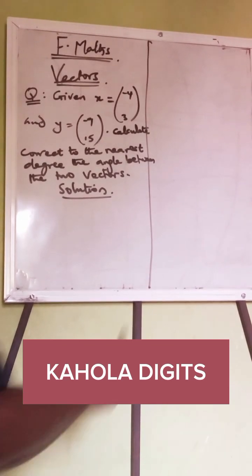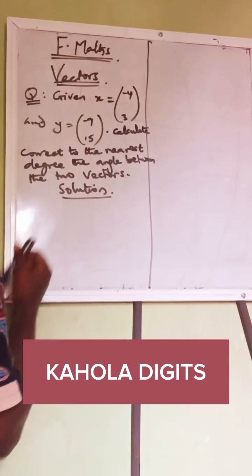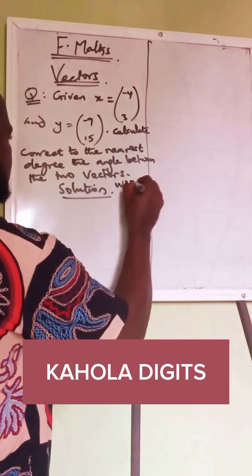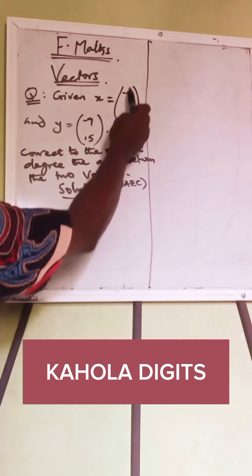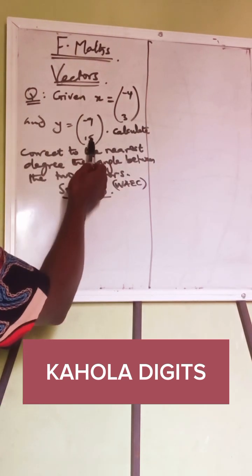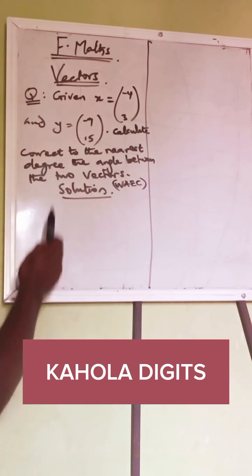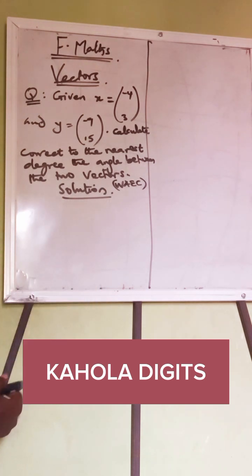Alright, let's solve this Further Maths question together. The question is on vectors and is a WAEC question from 2021. Given vector x to be (-4, 3) and vector y to be (-9, 15), we have to calculate, correct to the nearest degree, the angle between the two vectors. Now, let's solve this together.